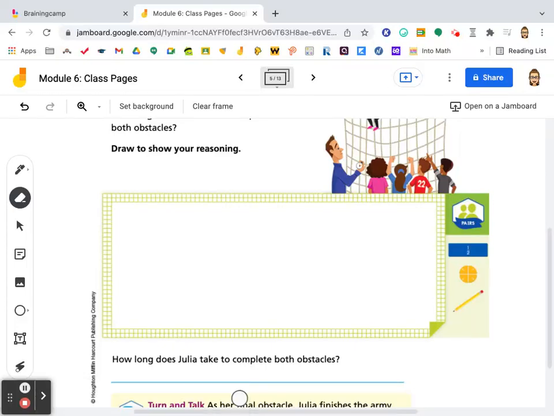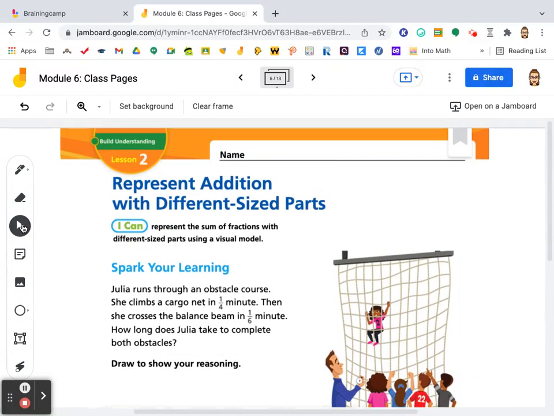Hello, my mathematicians. Today we are looking at Module 6, Lesson 2, which is all about representing addition with different size parts. Hopefully, by the end of this lesson, you'll be able to represent the sum of fractions with different size parts using a visual model.